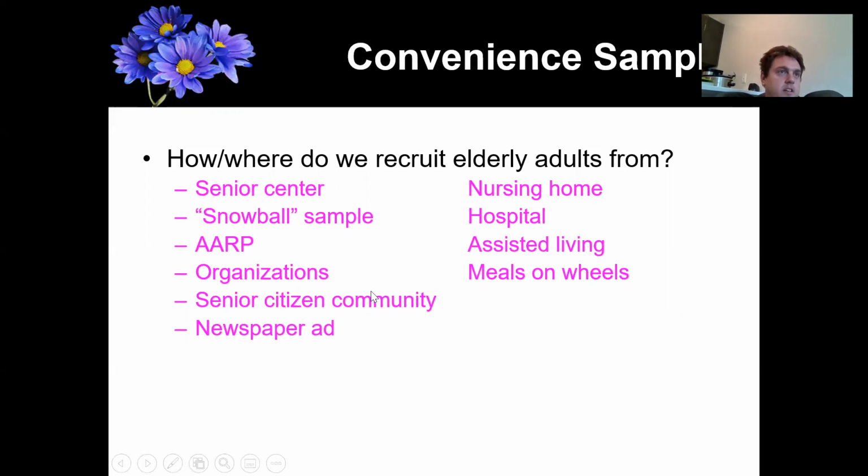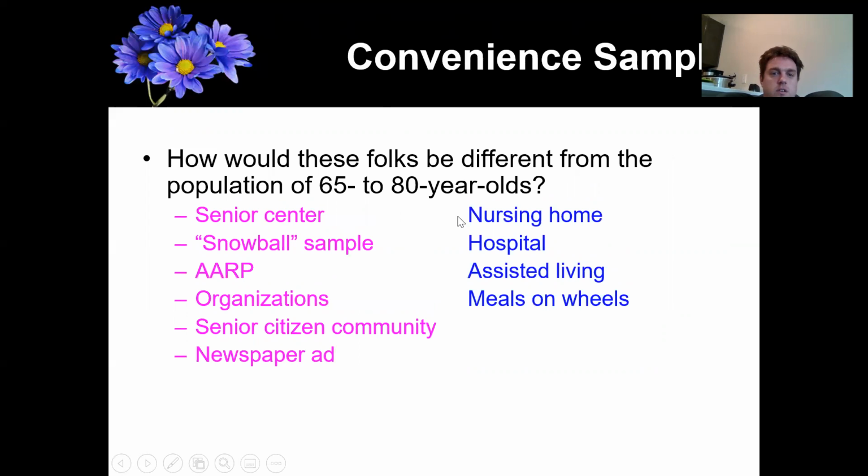But again, we want to consider where you get your sample, how that could affect your results. That's where your results could actually change or be different depending on which of these you choose. So think about this: how would the folks differ between, say, these pink ones and these blue ones here? How might those people differ?